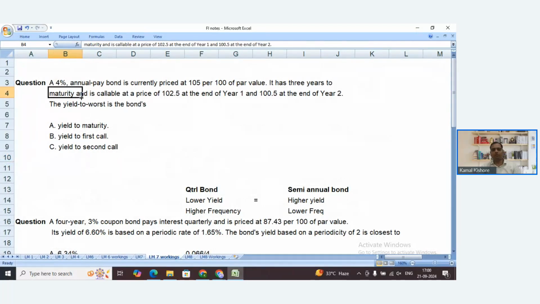A 4% annual pay bond is currently priced at 105. It has 3 years to maturity, callable at a price of 102.5. What is the YTM? Have you calculated the YTM? How much is YTM? We did calculate or we did not? How much is the YTM?